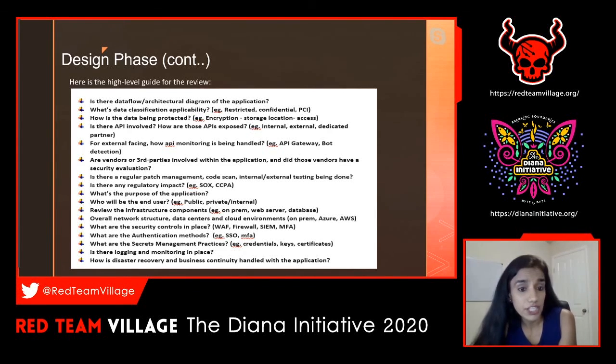Just like your internal application, vendors have to go through regular testing, design reviews, and penetration testing, because it's your customer data at the end. As a company, you have to review that this vendor is doing what they are supposed to do. Now let's talk about whether regular patch management, code scanning, and internal and external testing are being done. You have to ask the application owner, when was the last time the application was assessed? Is it a part of patch management? If it's not, it's a red flag. The same goes for regular white box testing and annual penetration testing.